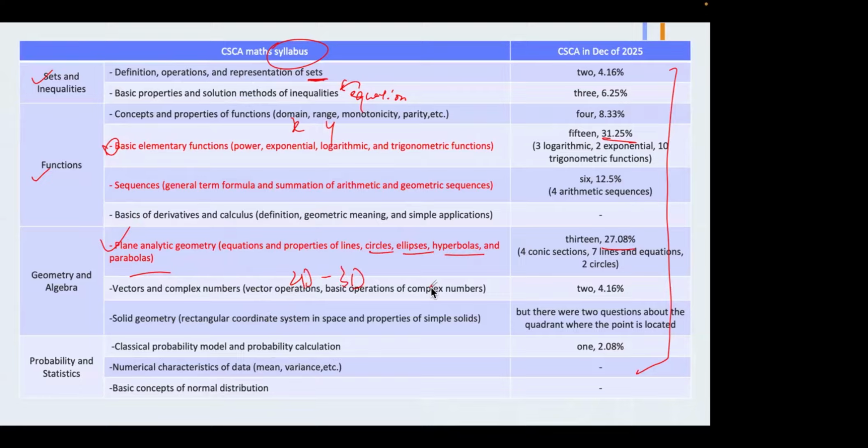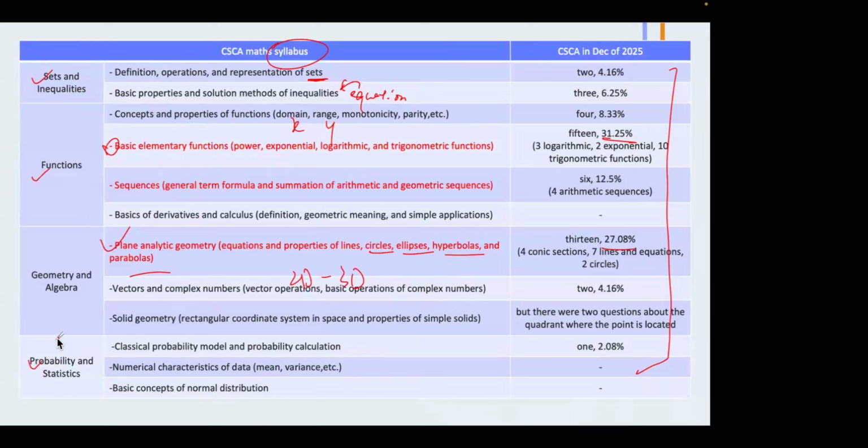Then, thirdly, you have solid geometry, including prisms, circular ones, those kinds of cuboids, and also some pyramids as well. Okay. Lastly, probability and statistics.